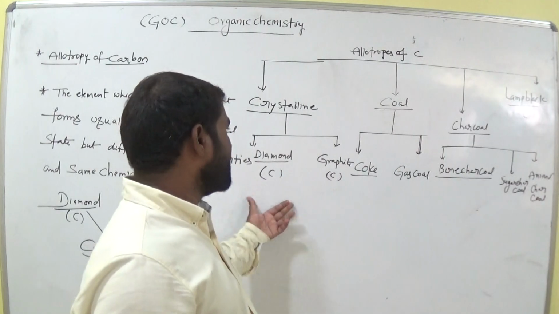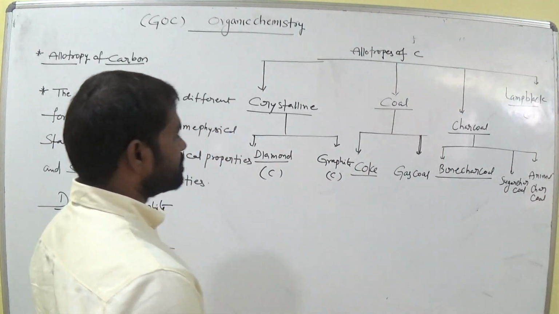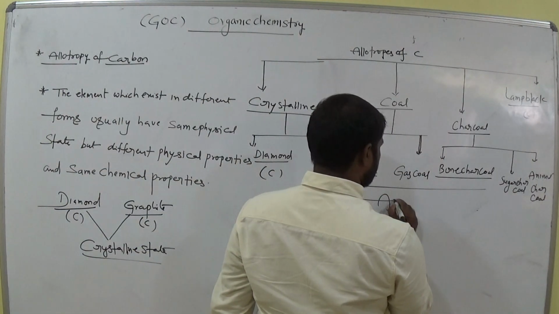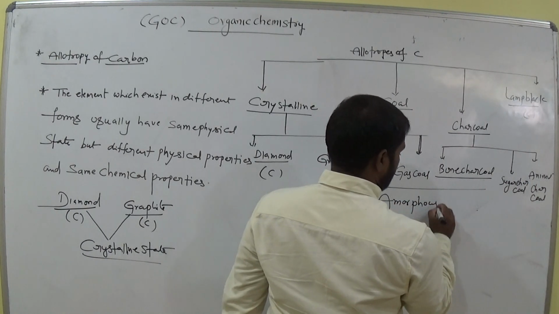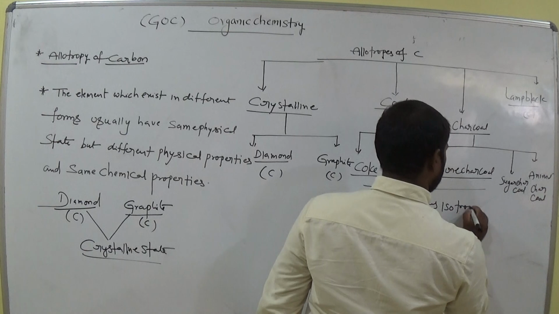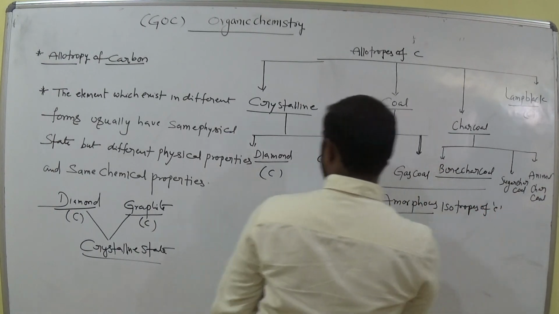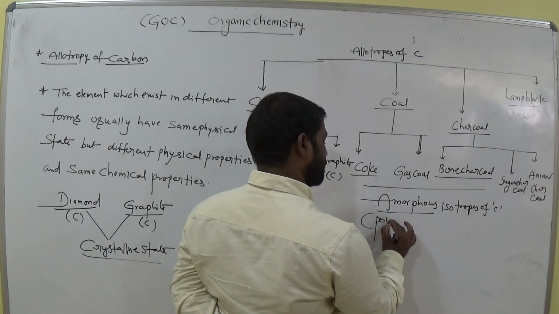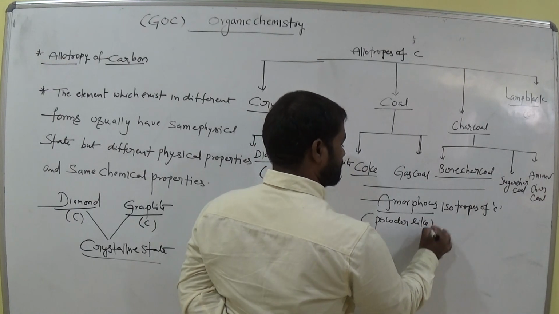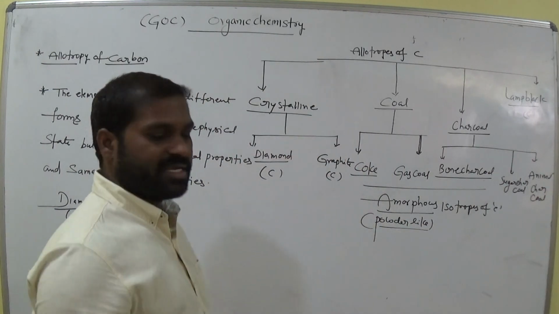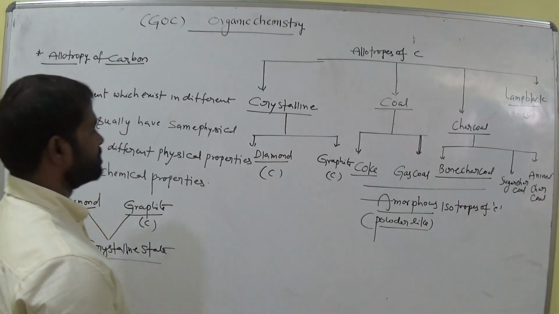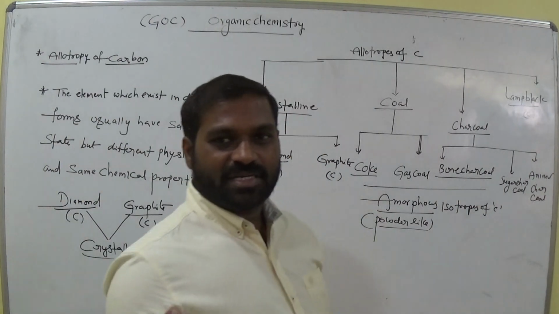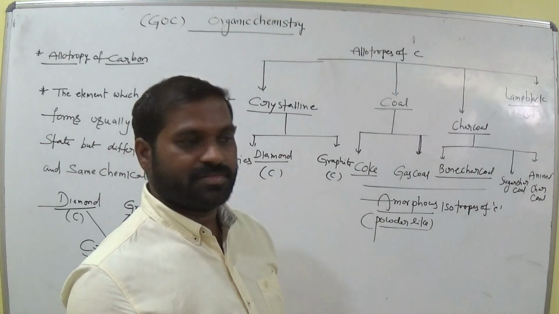These are the crystalline. Is it clear? Now these all belong to amorphous. Amorphous means amorphous allotropes of carbon. This one is crystalline allotrope. These are all amorphous. Amorphous means, simply remember that, powder like. That is called amorphous. Is it clear? Bone charcoal. Charcoal means nothing but of coal. Simple.